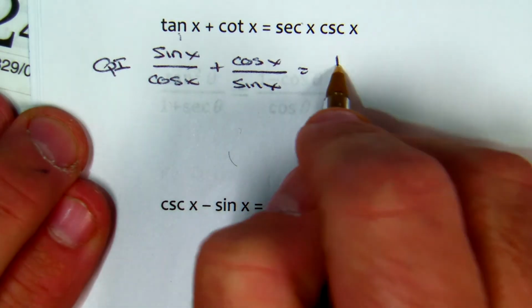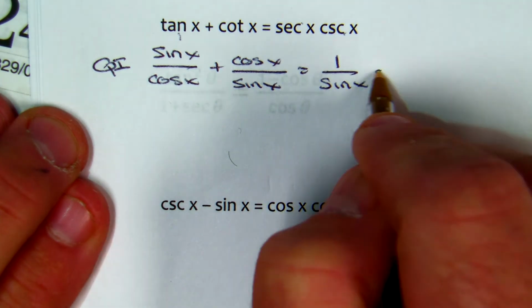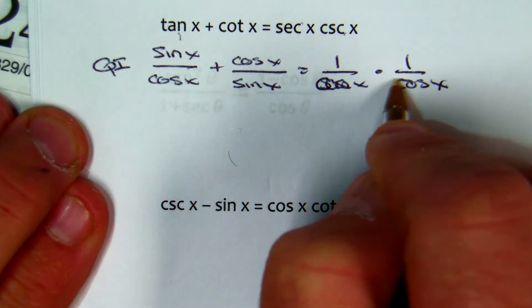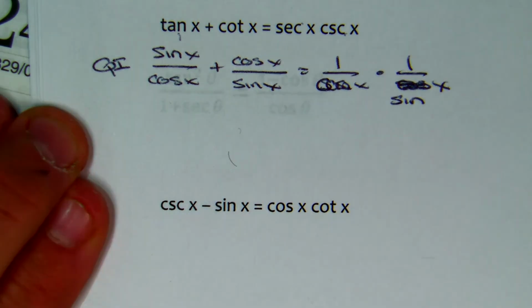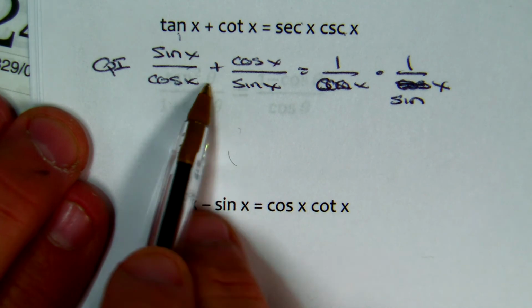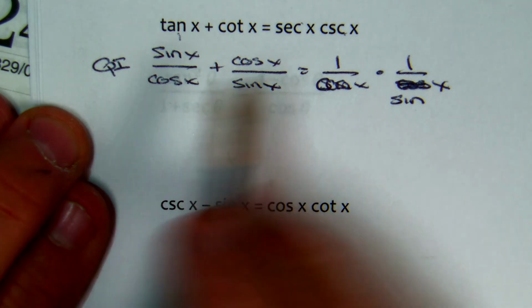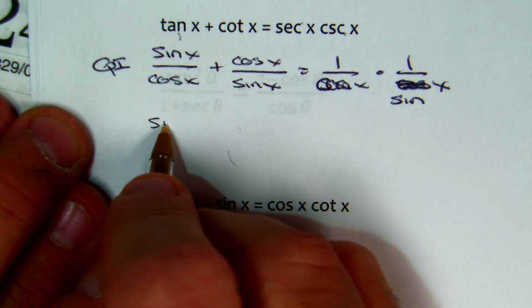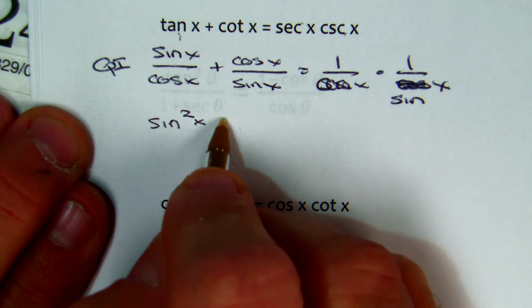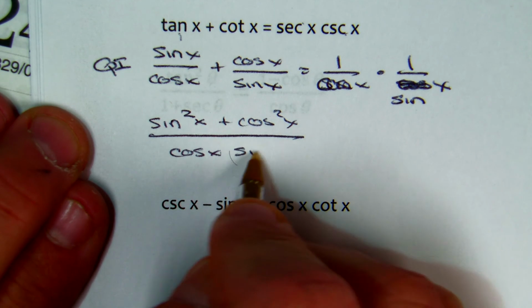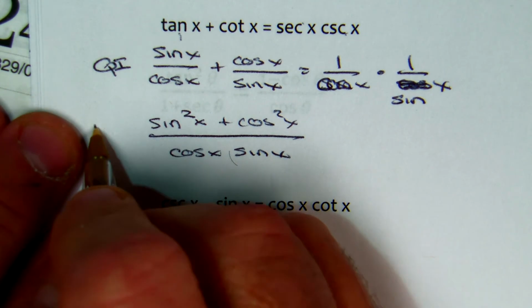Equals secant x, which is 1 over cosine x, cosecant x is 1 over sine x. Actually, I got to reverse. That's the cosine and that's the sine. Okay? Now, this is more complicated because it has an addition. So I'm going to work with that one next and see if I can get it to look like that. So basically, I have two rational expressions, so I'm going to multiply by the opposite. So sine squared x plus cosine squared x over cosine x sine x. Alright? I found a common denominator.